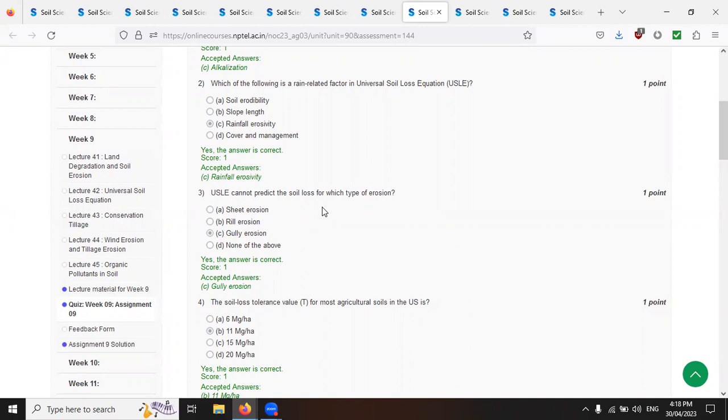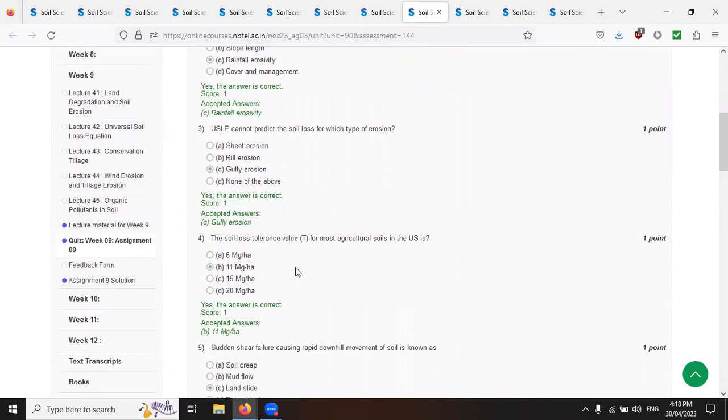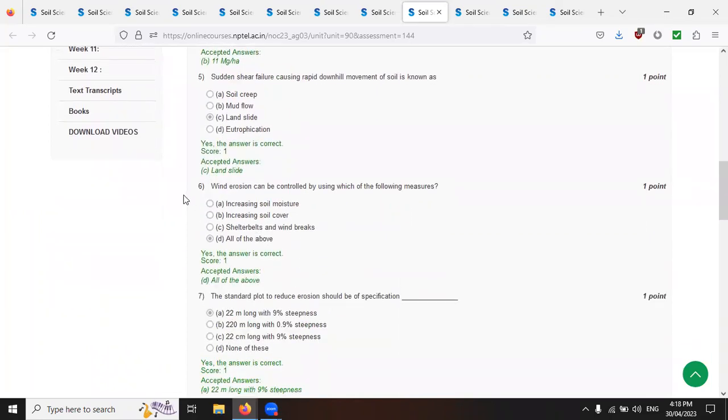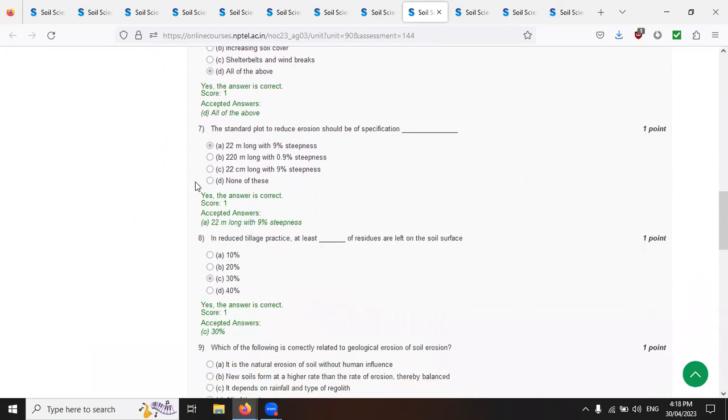Soil loss tolerance, value T, for most agricultural soils in the US is how much per hectare? It's 11 megagrams per hectare. Sudden shear factor causing rapid downhill movement of soil is known as landslide. Wind erosion can be controlled by using which of the following measures? We want to control the wind by all types. The standard plot to reduce erosion should be what specification? It should be 22 meters long with 9 degrees steepness.